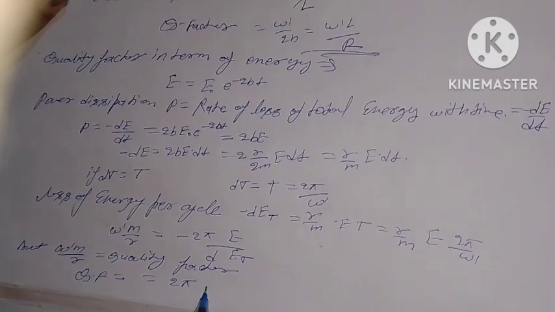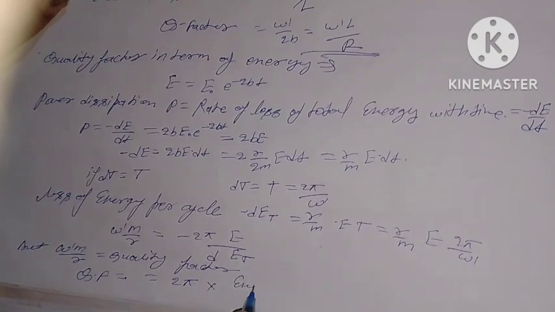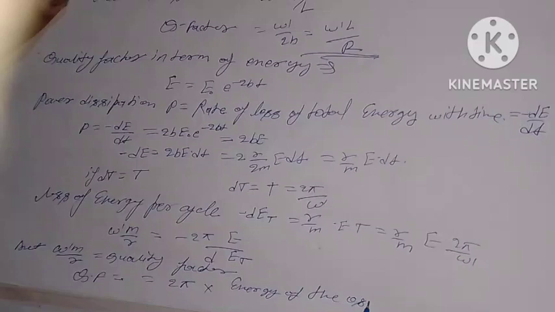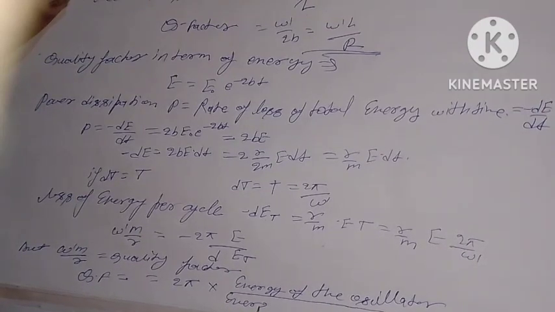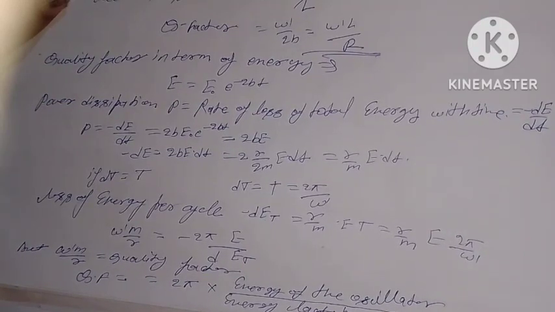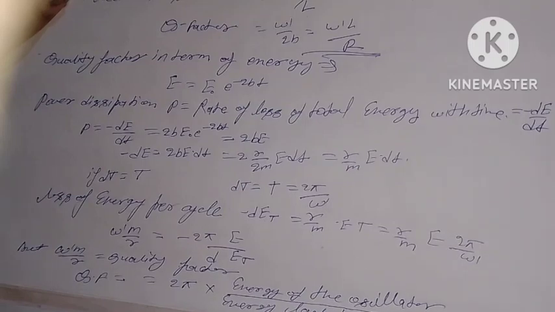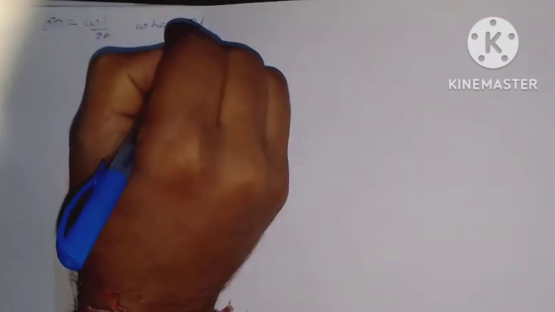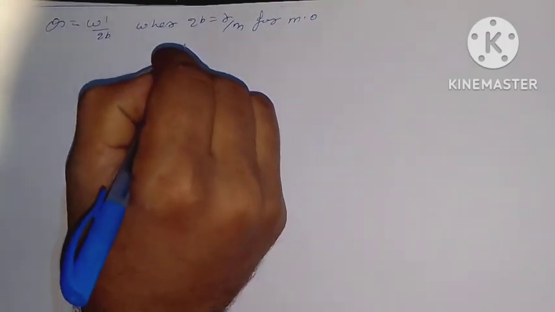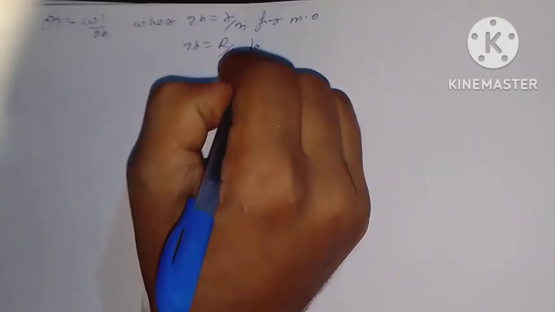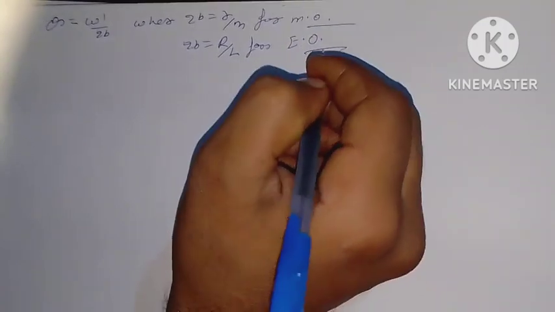Then the quality factor Q equal to 2 pi multiplied by the energy of the oscillator upon the energy lost per cycle, where the quality factor Q equal to omega dash by 2b, where 2b equal to r by m for a mechanical oscillator, and 2b equal to r by L for an electrical oscillator.